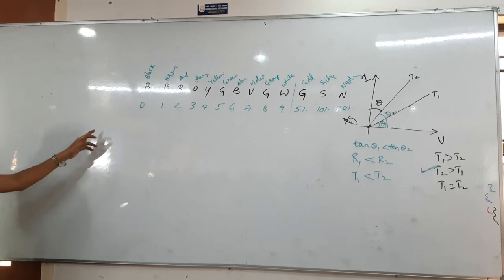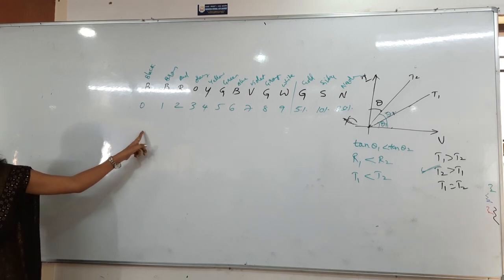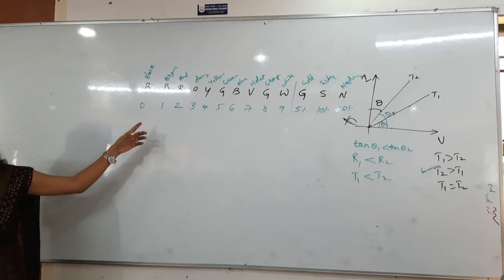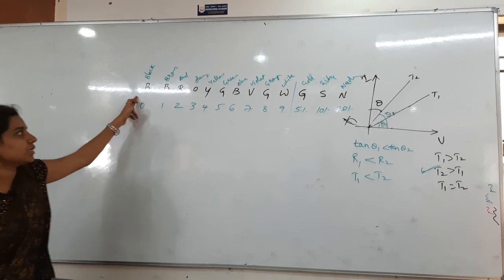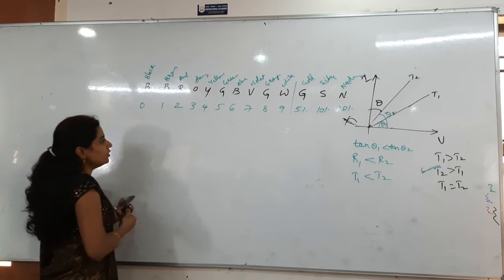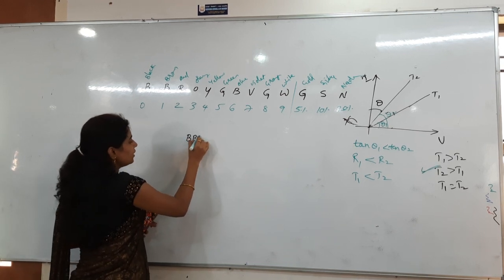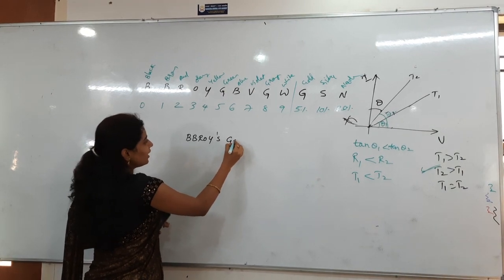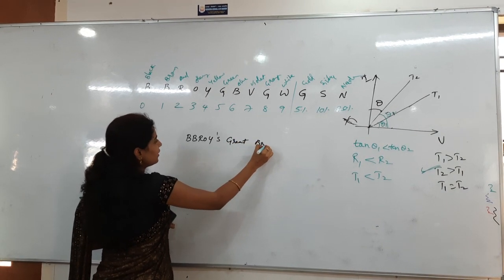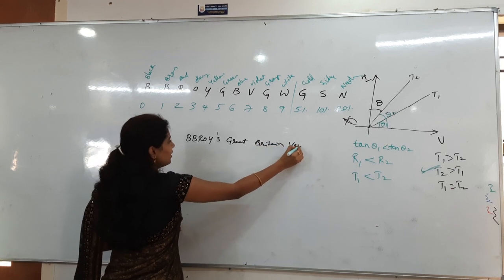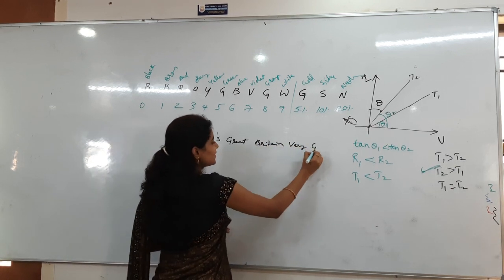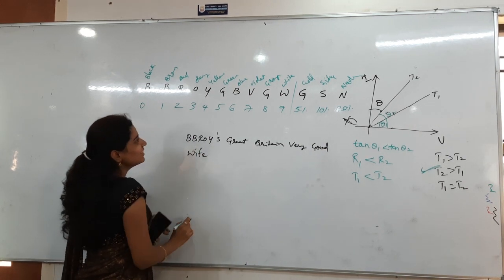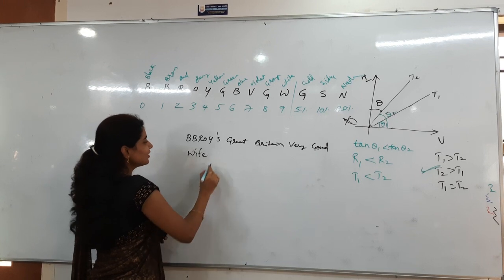You understand that color coding? Is anybody listening for the first time? Nobody, right? Even if you are listening, just remember this trick. What is that? You just have to learn it by heart like this: B.B. Roy's Great Britain Very Good Wife Gone Away.